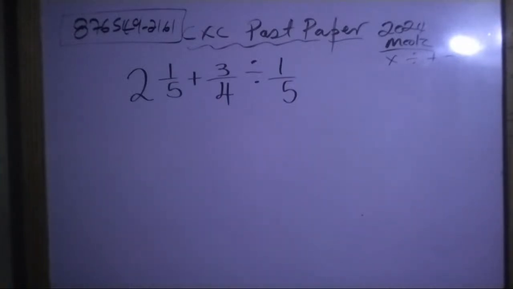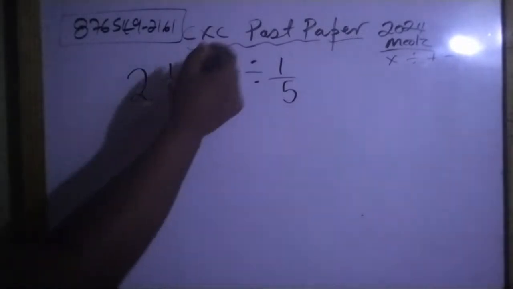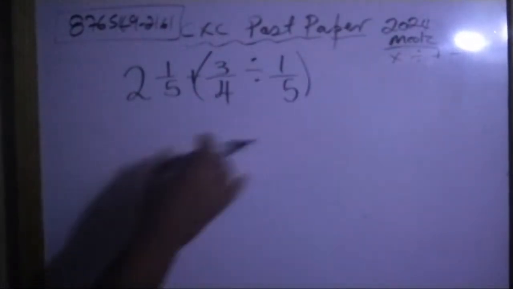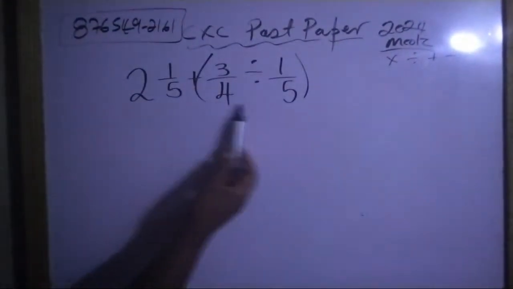2 and 1/5 plus 3/4 divided by 1 and 1/5. CXC sometimes brings these to trick students. Most times students will just go ahead and add 2 and 1/5 plus 3/4. But just remember, we have to follow the BODMAS rule, even when it's fractions. So I have to do the division part first because division comes before addition.